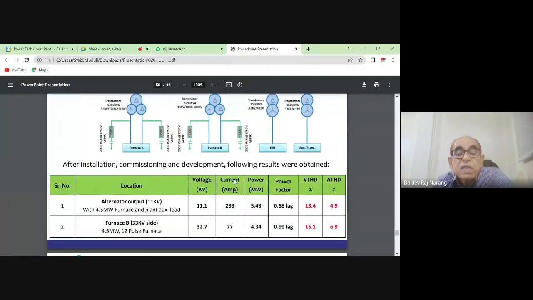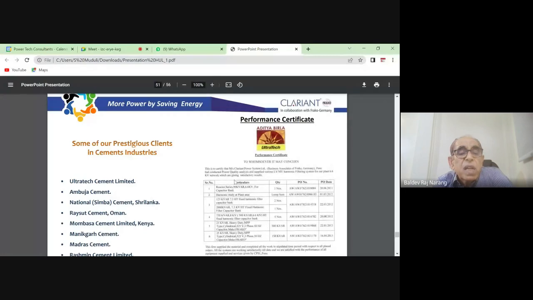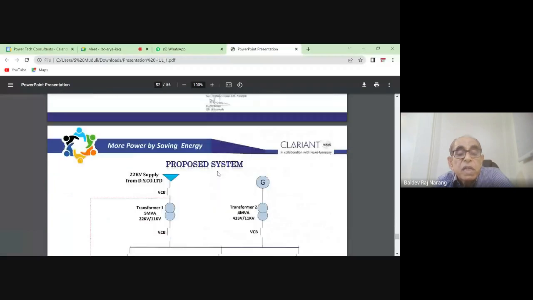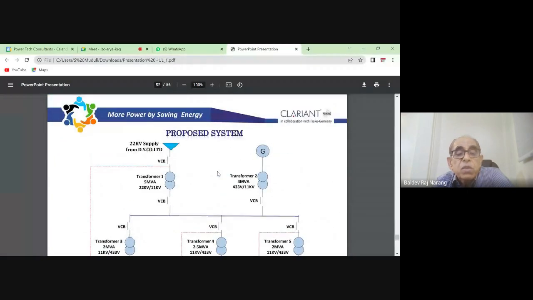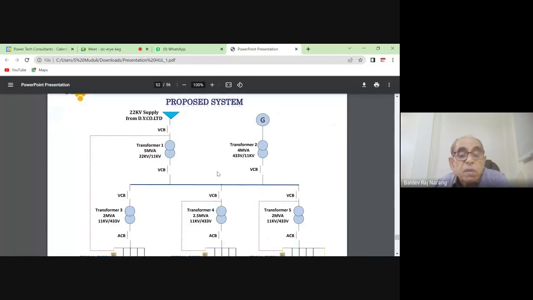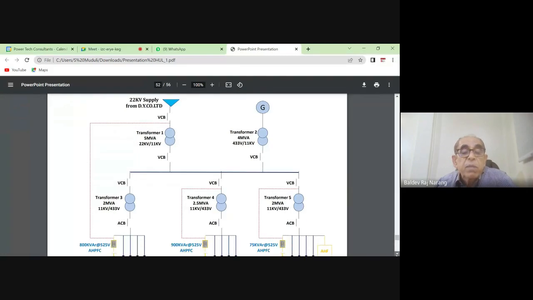Let's go to the next one. So this is another study. This is UltraTech Cement. Many cement plants have shown this. Just let's go to the next one. Here, what we do is we give a hybrid solution. We try to find out, just slightly go up, we'll see the solutions, active and passive, both.